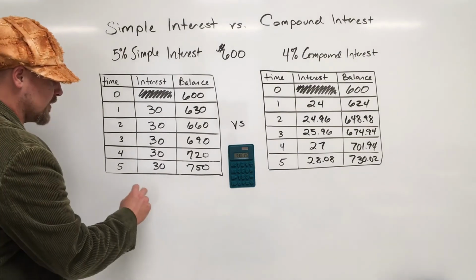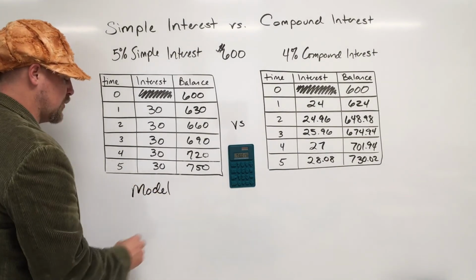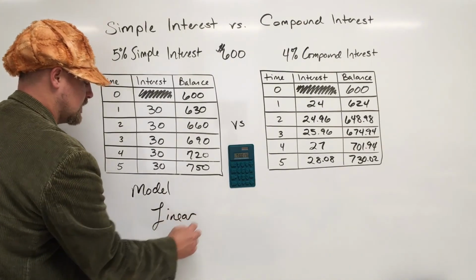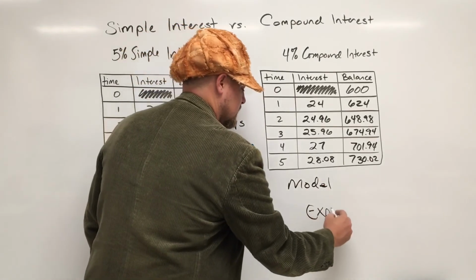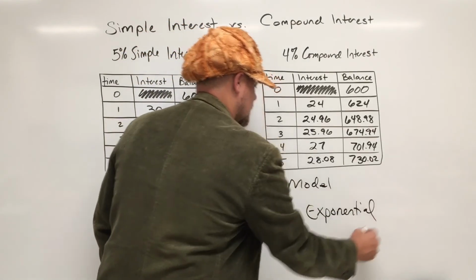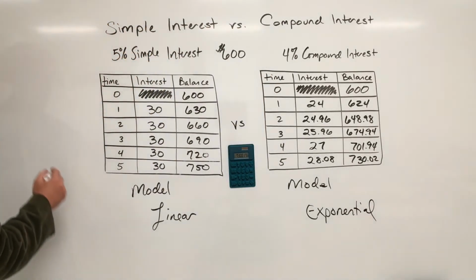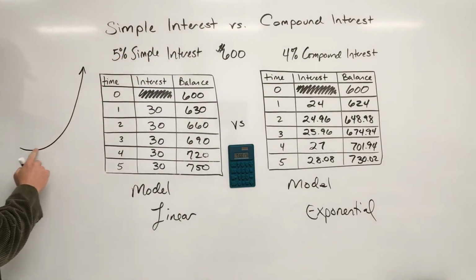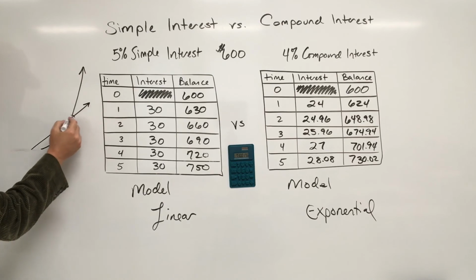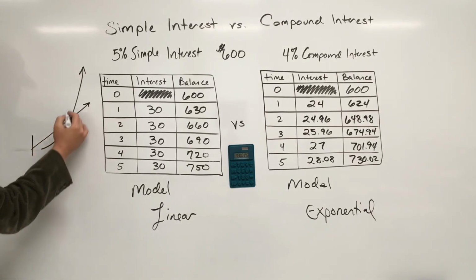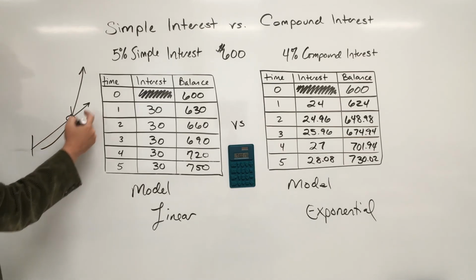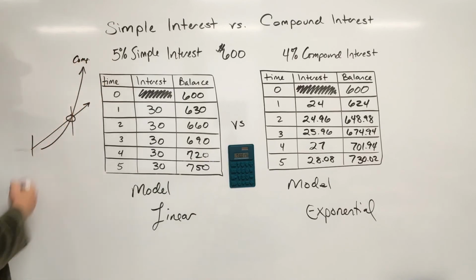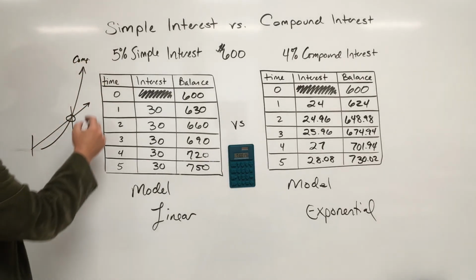Also, you can model simple interest with a linear function, and you can model compound interest with an exponential function. So just to show you what I'm talking about, an exponential function rises like this, whereas a linear function rises like this. There will be a point of time from here to here where the linear function is higher, but as soon as you reach the point where they intersect, the exponential or the compound interest is going to be much greater than the simple interest.